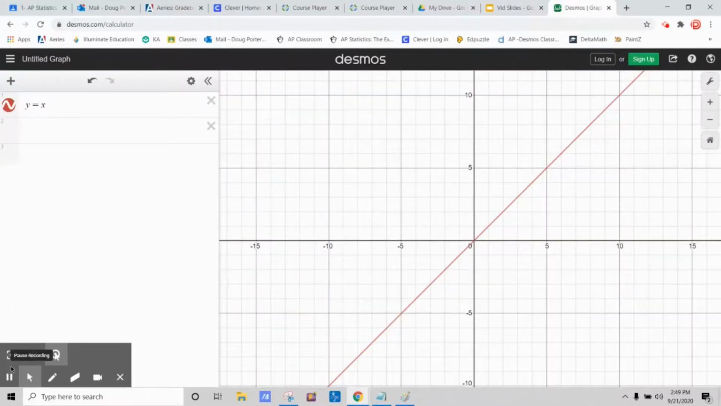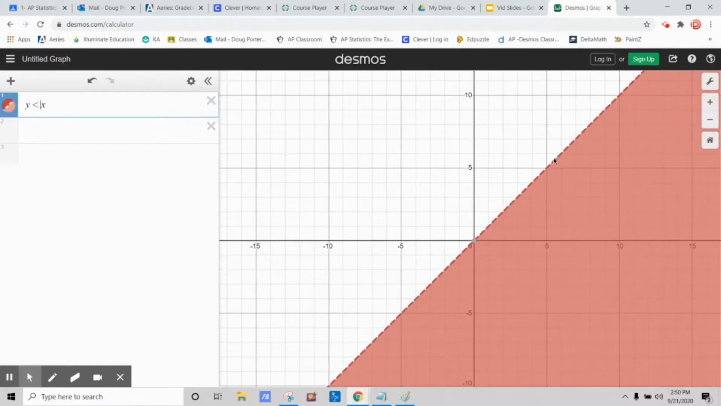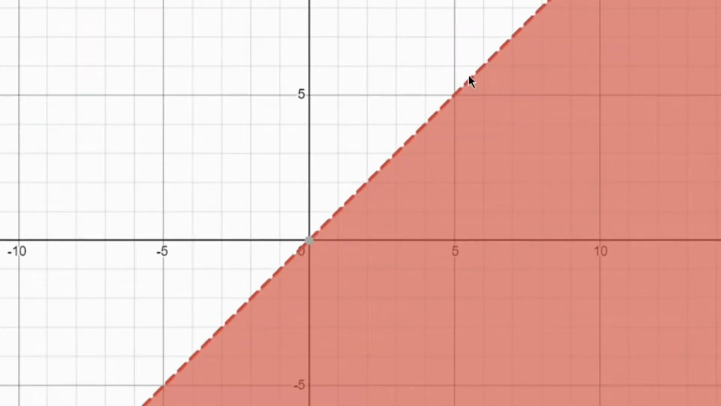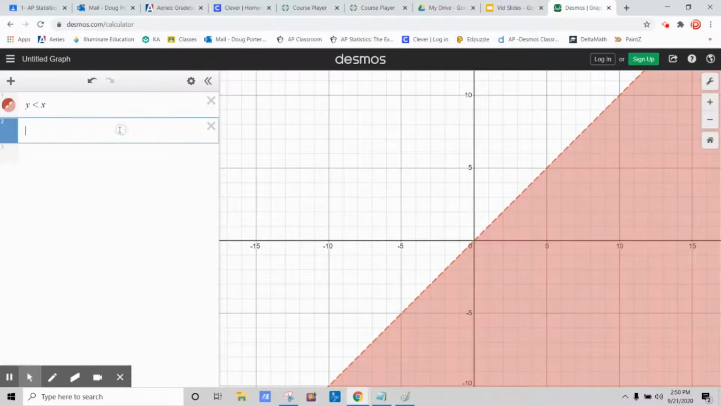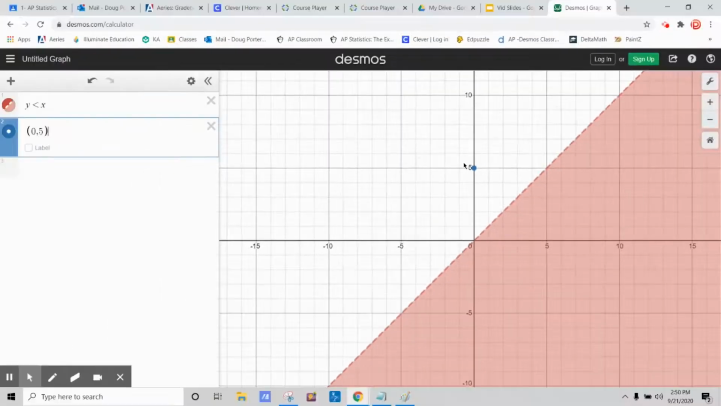Of course, Desmos does a better job at graphing. So here's the line, y is equal to x. Notice it's a diagonal line going up and to the right. When I change this to the less than symbol, notice how it shades with a dashed line below the line. And we tested the point 0, 5, and 0, 5 did not work, did it? There's 0, 5. And it's on the other side because it did not work. 5 is not less than 0. That point that we tested doesn't work, so we shade the opposite side.